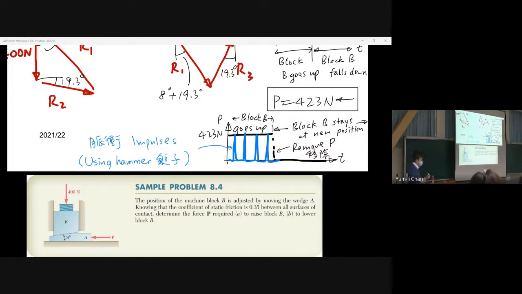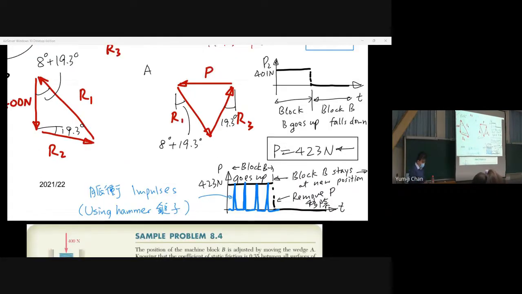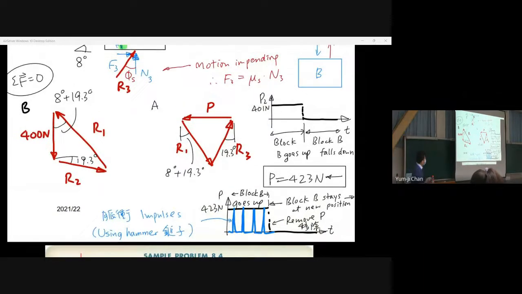So it is different from the concept of having a constant force holding the block. Because in this case, if we use a constant force to hold the block, we need to give the force as long as we want block B there. Once block B is there, if the force is removed, it will go down. So these two are different things.